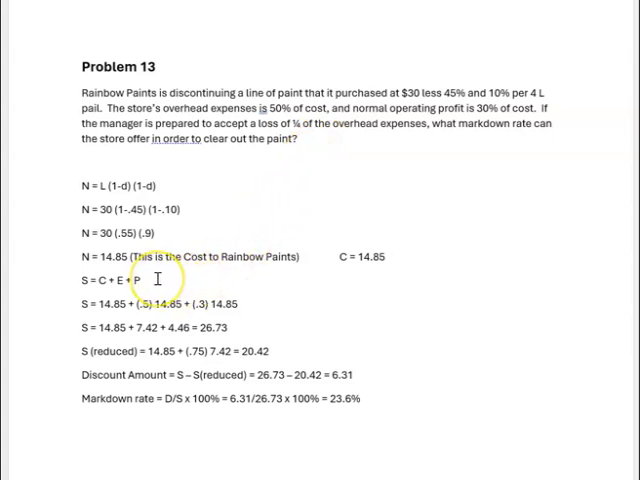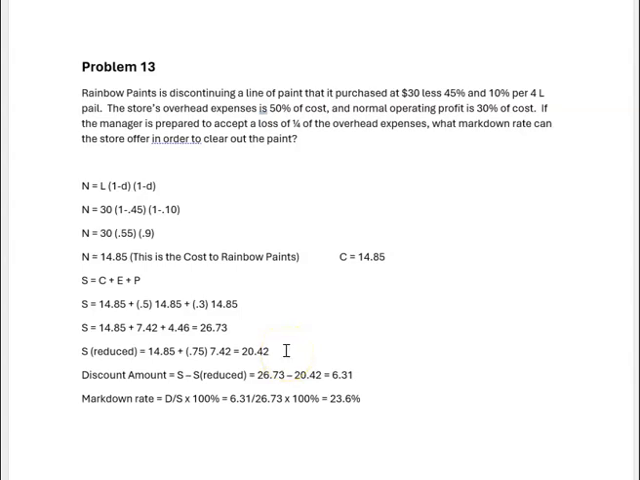Okay, so selling price, right? So we're trying to figure out what the selling price is to start, is our cost plus expenses plus our profit. So we know that our cost is $14.85. We know our expenses are 50% of $14.85, and we know that our profit is 30% of $14.85. Work that out, and it gives us a selling price of $26.73.